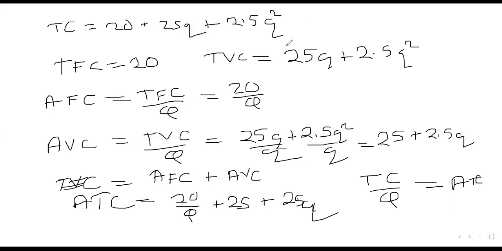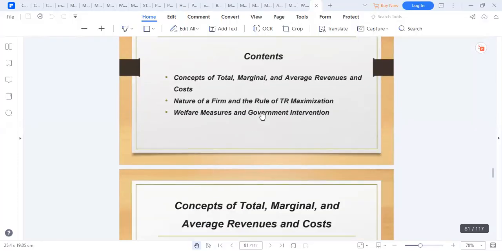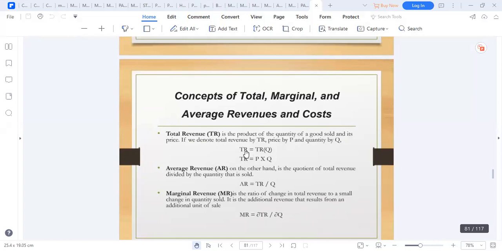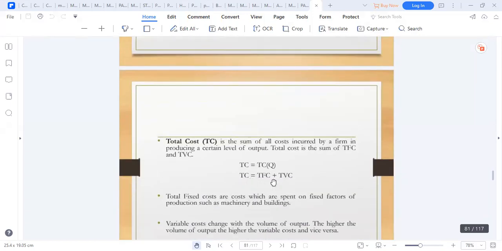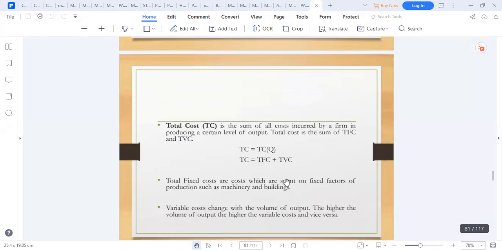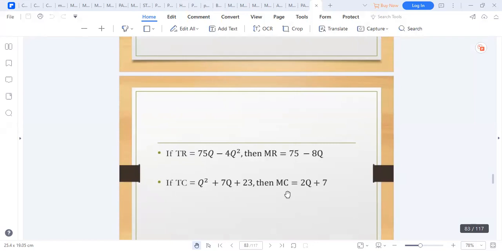Let's go to your module just to validate what we've been discussing here. So under revenue analysis, we talked about total revenue being price times quantity, average revenue being total revenue over quantity, marginal revenue by differentiating. Total cost is total variable cost plus total fixed cost. Then average total cost is total cost over quantity. Marginal cost is the differentiated total cost over quantity.